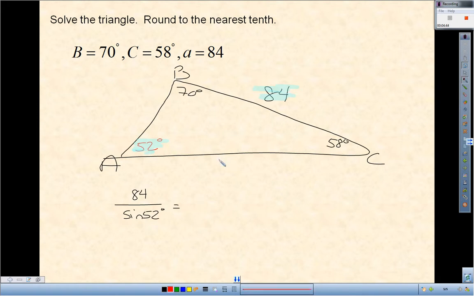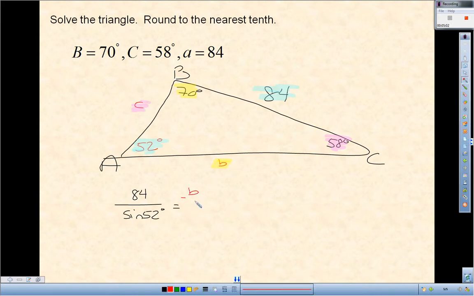I could either solve for side B or side C, but the key thing here is that I need to make sure I pair up. If I choose side B, I need to pair that up with 70 degrees, and if I choose side C, I need to make sure I use 58 degrees. So what I'm going to do is I'm going to do B first.